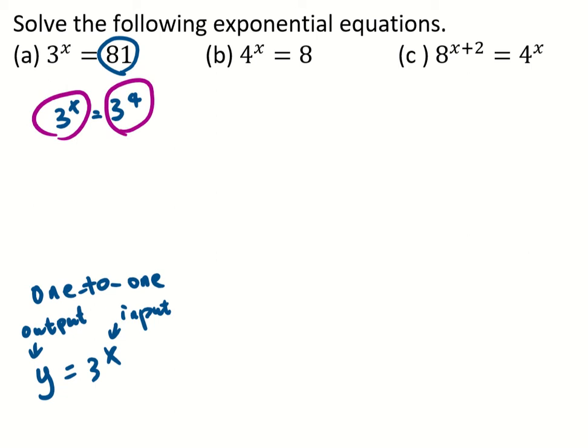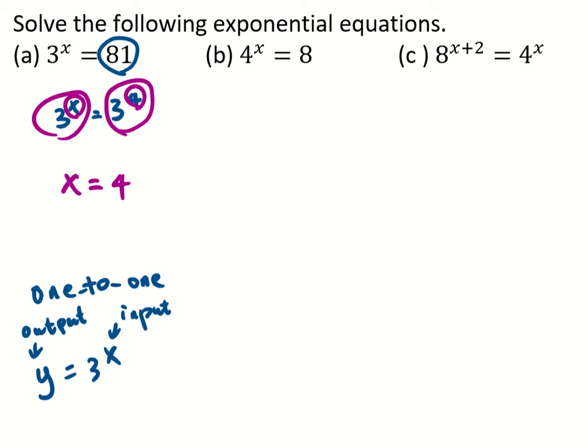Since they have the same base of 3, and y equal to 3 to the x is a one-to-one function, we can say they must have the same input, which is x must be equal to 4. And that is our answer for problem A. Now let's look at B.